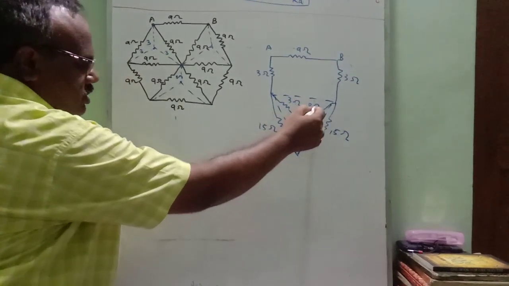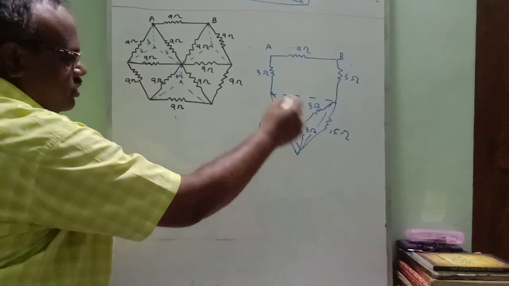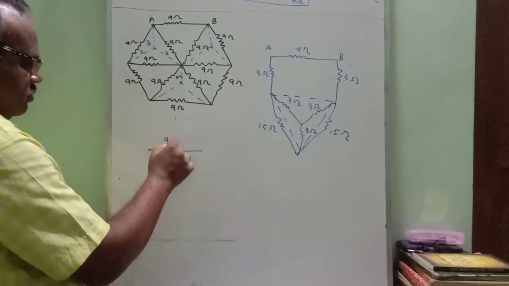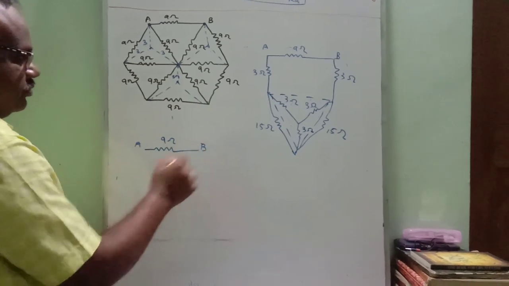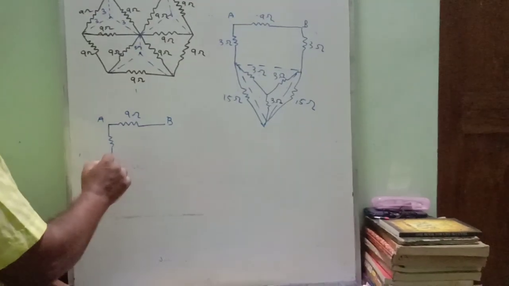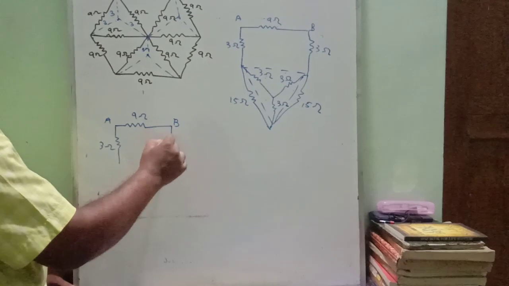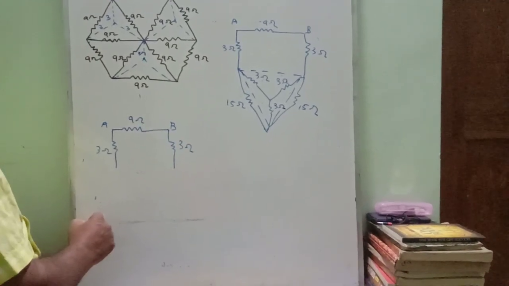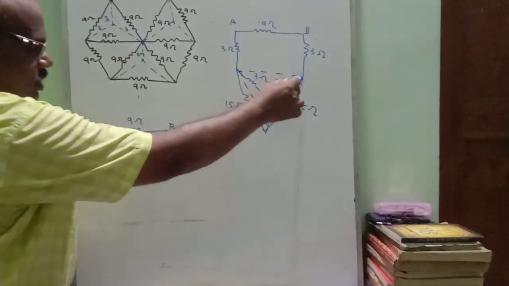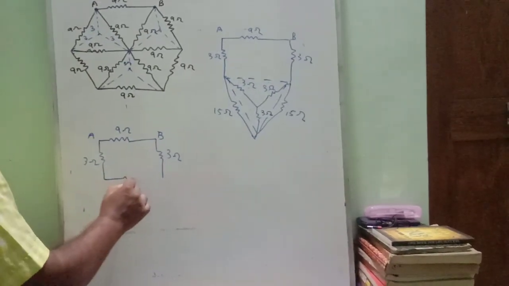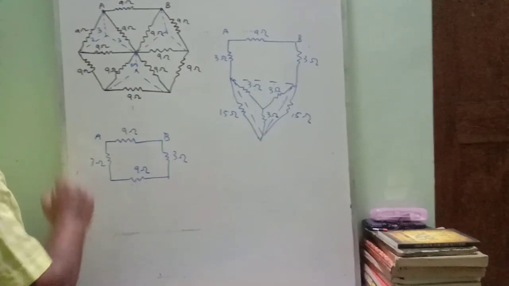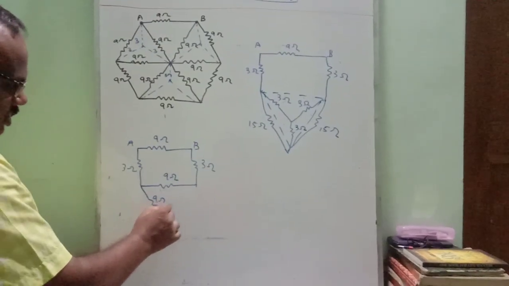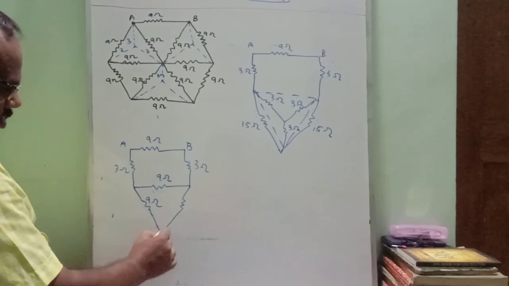This is 3 plus 3 plus 3 into 3 by 3. So it will be 9 ohm. So it will look like this. This is 9 ohm. This is A. This is B. In between these two, this is 3 ohm. This is 3 ohm. And here in between these two, it is 9 ohm. And this is 9 ohm. This is also 9 ohm.